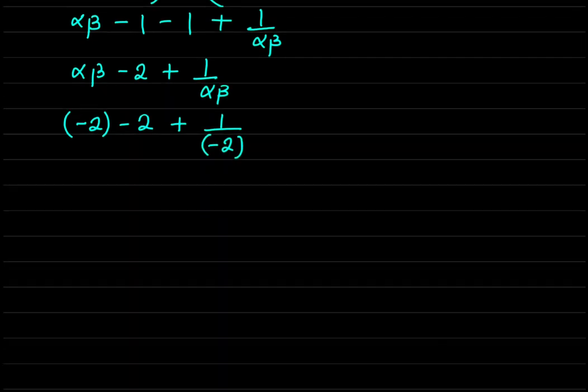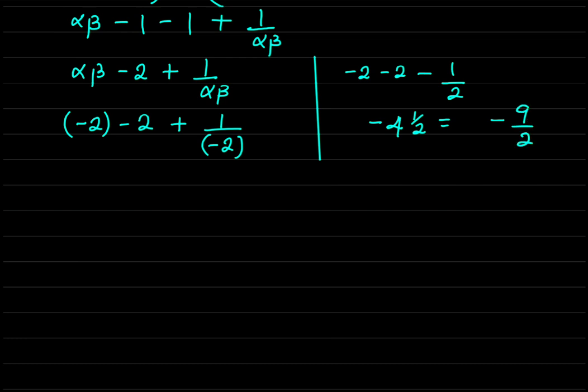So this is what we have. Working it, we are going to have minus 2 minus 2, then minus 1 over 2. If you check it out, this is going to be minus 4.5, which invariably is minus 9 over 2. So we're done with this aspect.